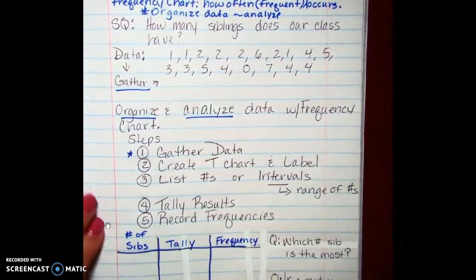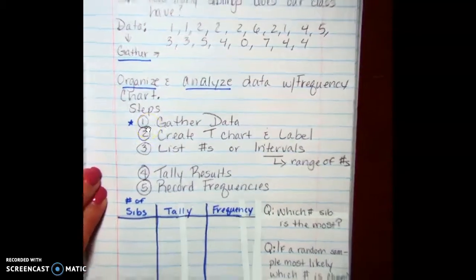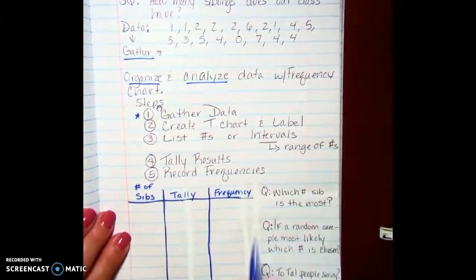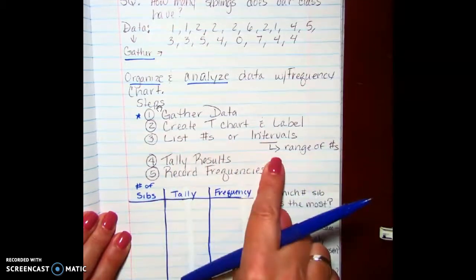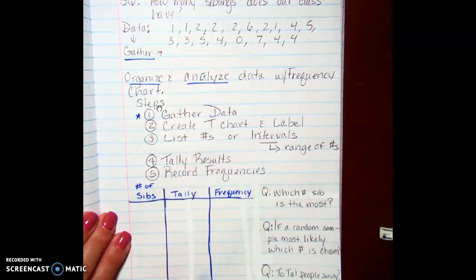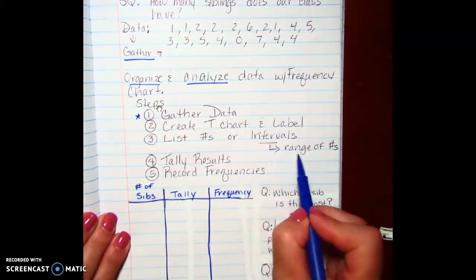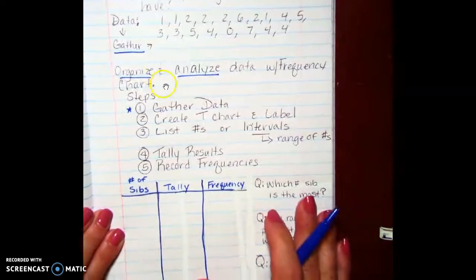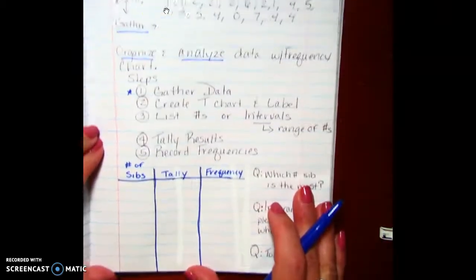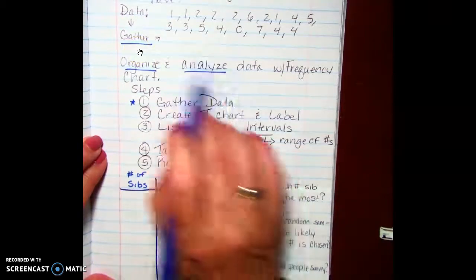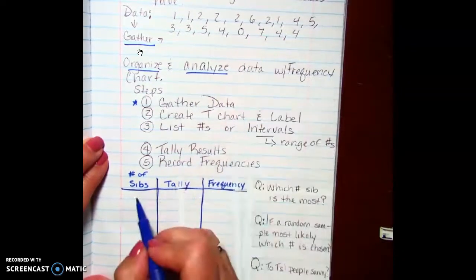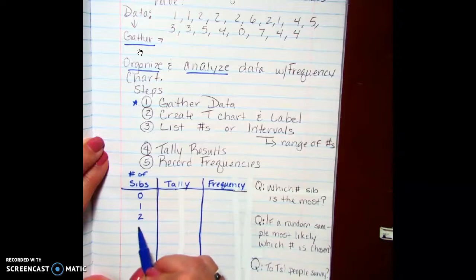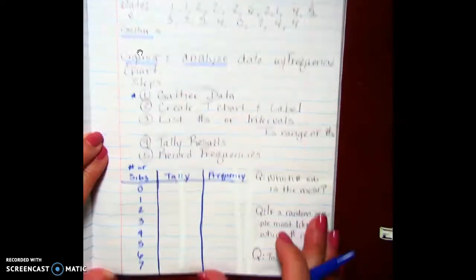Ooh, I'm going to scooch on back some. Here we go. Okay, so the next thing, I created my T-chart and I labeled it. Now I'm going to list the numbers or intervals. There's no interval here. I'm going to just list these numbers, but intervals are ranges of numbers, and we'll go more deeply into that as we continue on. So let's go and start with our numbers. Well, here's 1, but do we have 0? Yes. And what's my largest? 7. So I'm going to write 0, 1, 2, 3, 4, 5, 6, and 7. Whew, a lot of kids there.